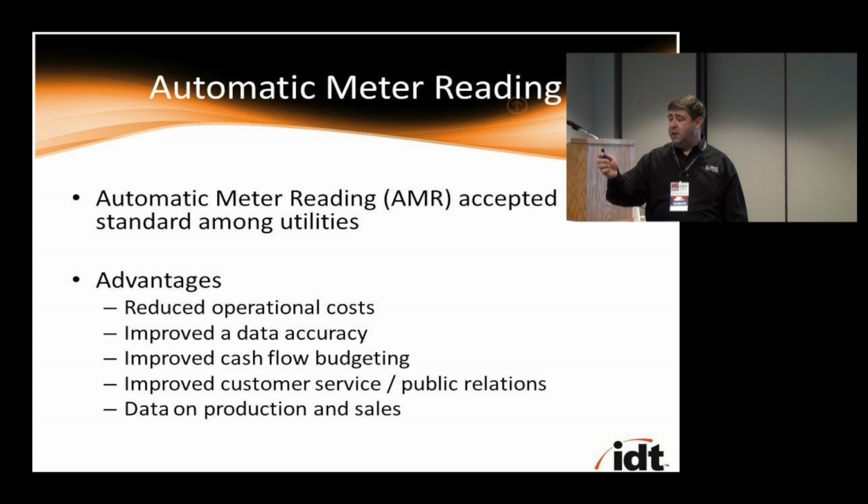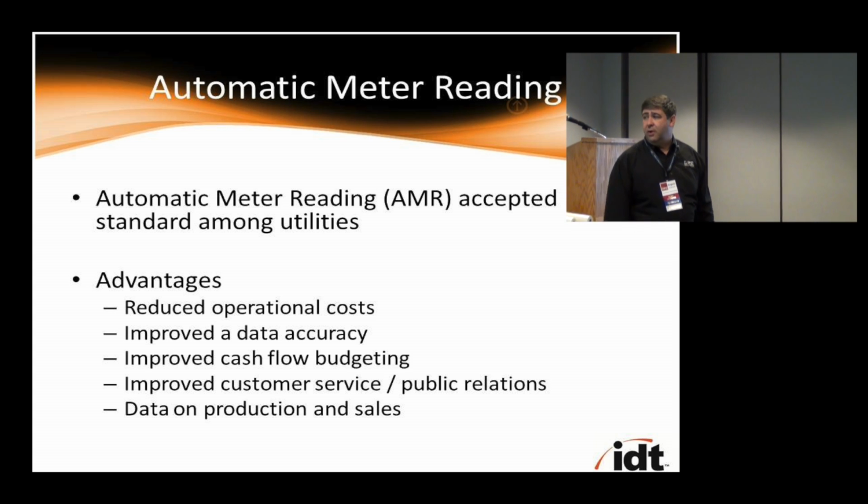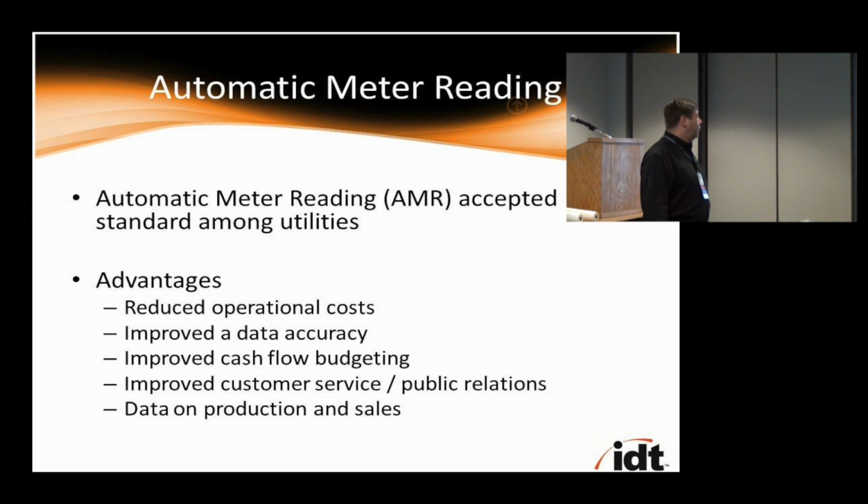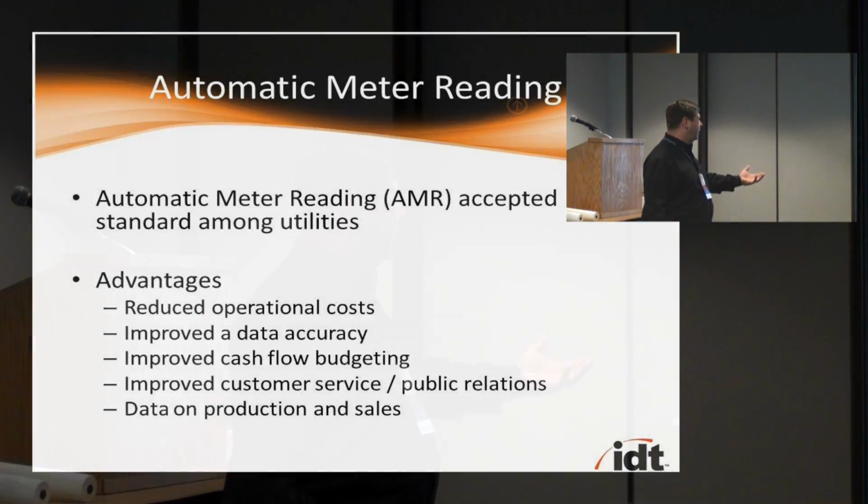The reason they use it is to reduce their operational costs, improve their data accuracy. Now why does that matter? Well, it's nice to know how much you've made, how much you've sold, so you know how much you're losing. If you know how much you're losing, you can try to mitigate that loss and deal with that in your system. Does anybody have an idea of what the average loss for a system is in the state of Minnesota?